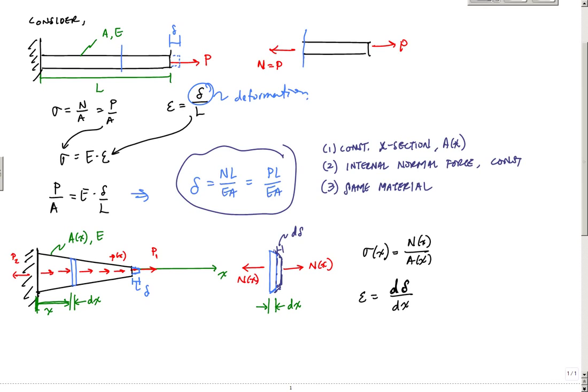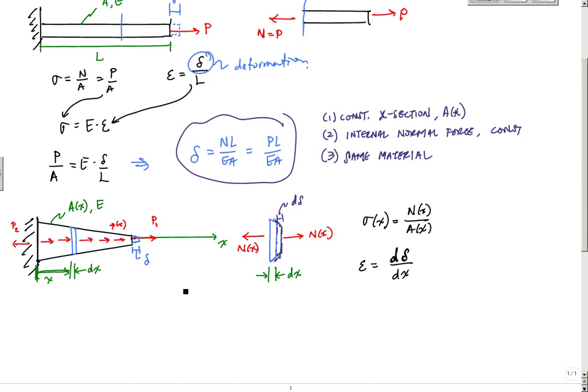And then again, if I relate the two using Hooke's law, Hooke's law, not Captain Hook, but Robert Hooke, right? It's like a friend, almost. You use Hooke's law so much, you wish he was your friend, right? Anyway, but here, sigma of x is equal to E times epsilon at x, or the strain at point x right here. This would just be N of x over E A of x is equal to d delta over dx.